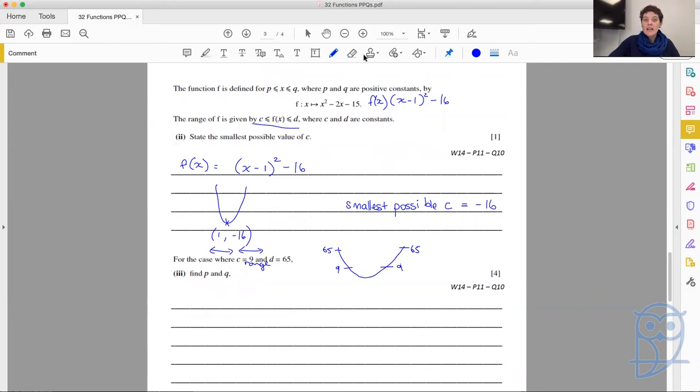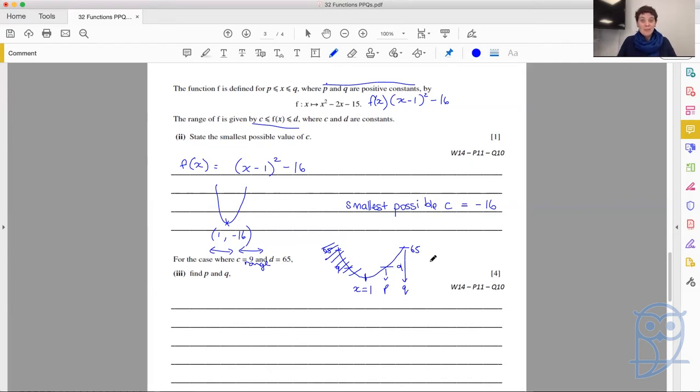However, they told us, and this is why every piece of information in here is important, P and Q are positive constants. Now we know that this point here is x equals 1. So in order to work with P and Q being positive constants, we must be working with the right-hand side. This side doesn't exist. Okay, so we want to know, what would P and Q be? What are the domain values that correspond to the restriction that gives us a range of 9 to 65?